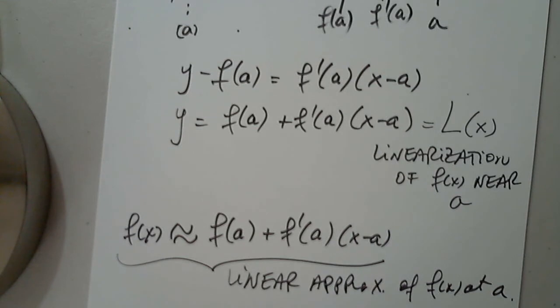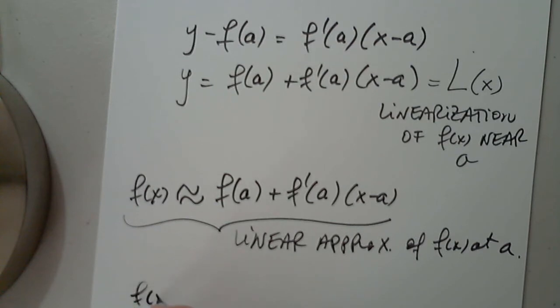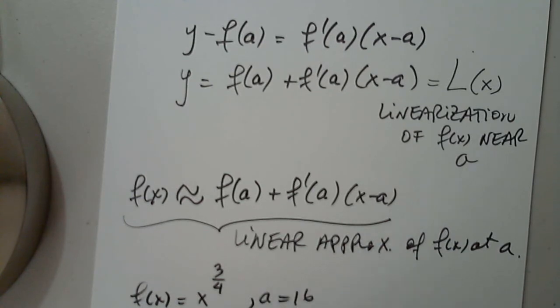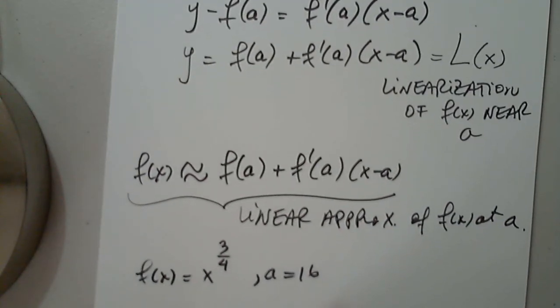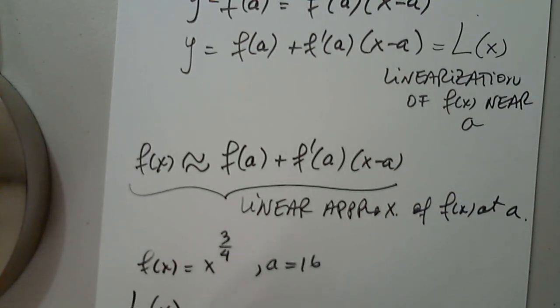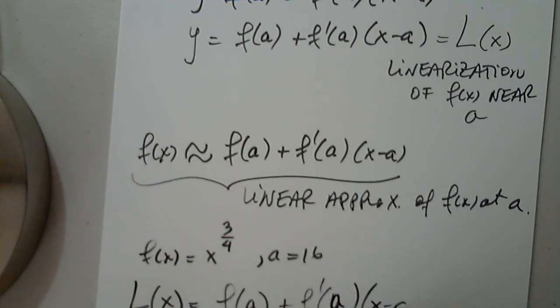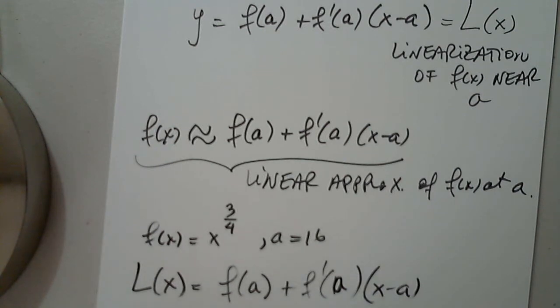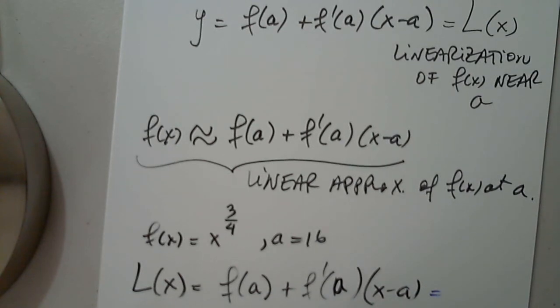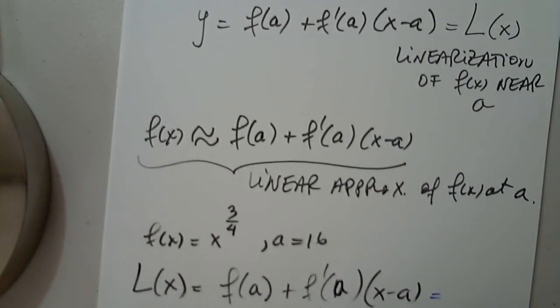Find the linearization L of x, let's say, for this function: f of x equals x to the 3/4 when a is 16. So they're asking us to find L of x. Let's write it one more time. So this is f of a plus f prime of a times x minus a. I'm going to write it like that first. And now all I have to do is replace a by 16. So f of 16 for this problem plus f prime of 16, x minus 16.